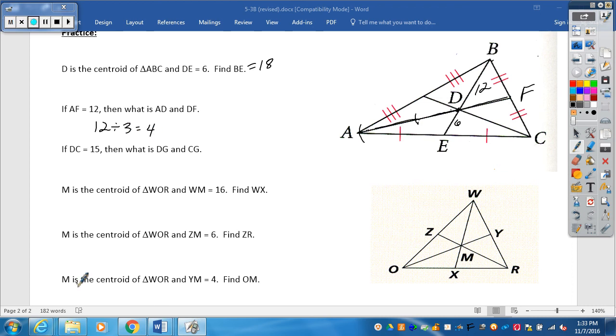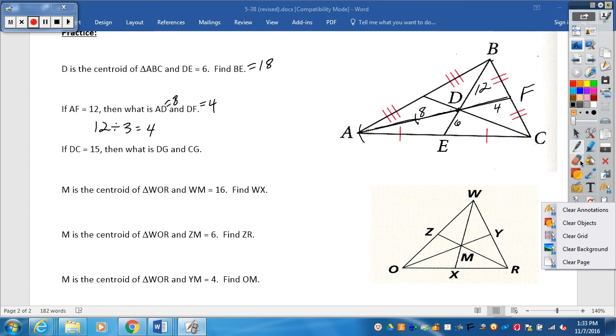Now, which length is 4? Is it AD or DF? Well, I hope that you can see that DF is going to be the length of 4. And so what does AD have to be? Well, it's 4 plus 4. That'd be a length of 8. Okay, so again, AD is a length of 8, and DF is a length of 4. Now, for the next one, let me do this.